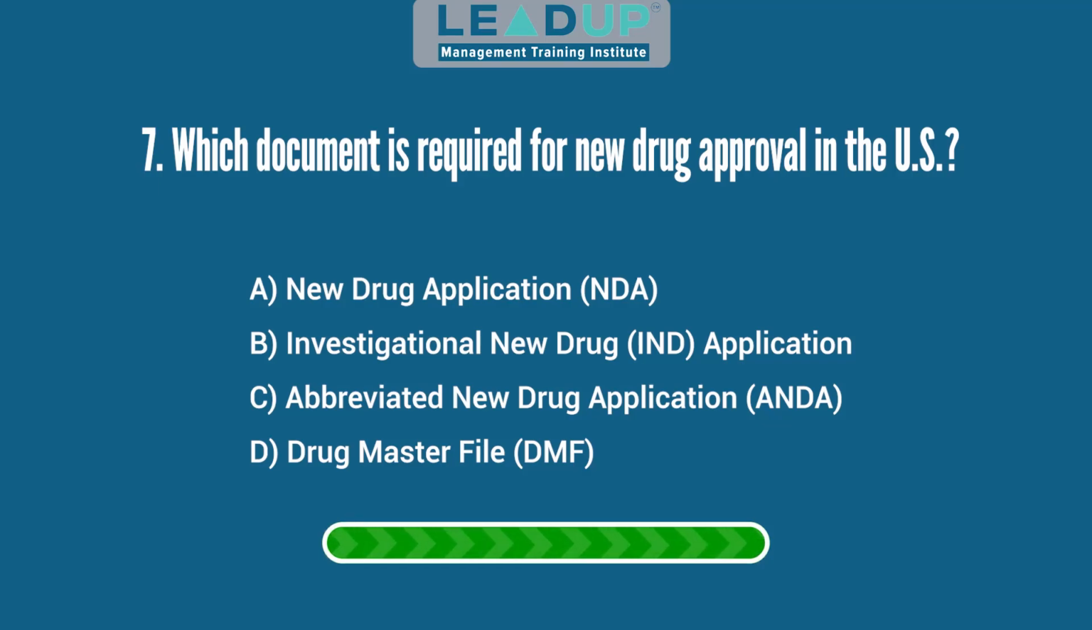Which document is required for new drug approval in the US? A. New drug application, NDA. B. Investigational new drug, IND application. C. Abbreviated new drug application, ANDA. And D. Drug master file, DMF. Answer: new drug application, NDA.